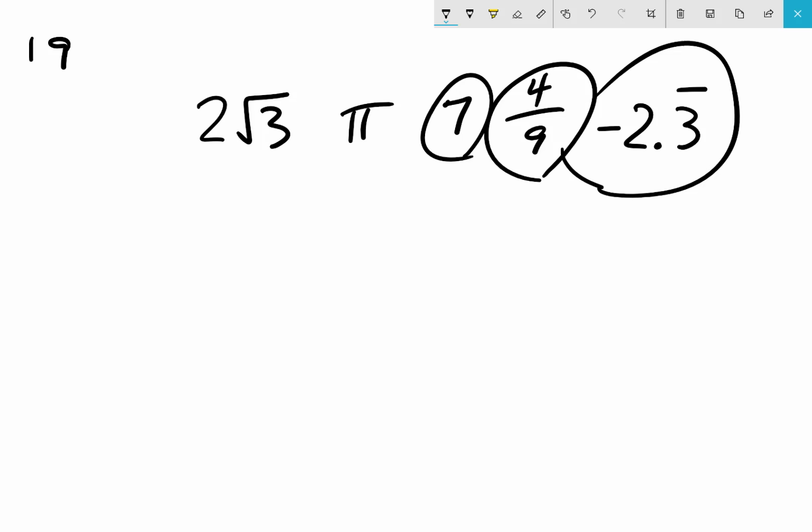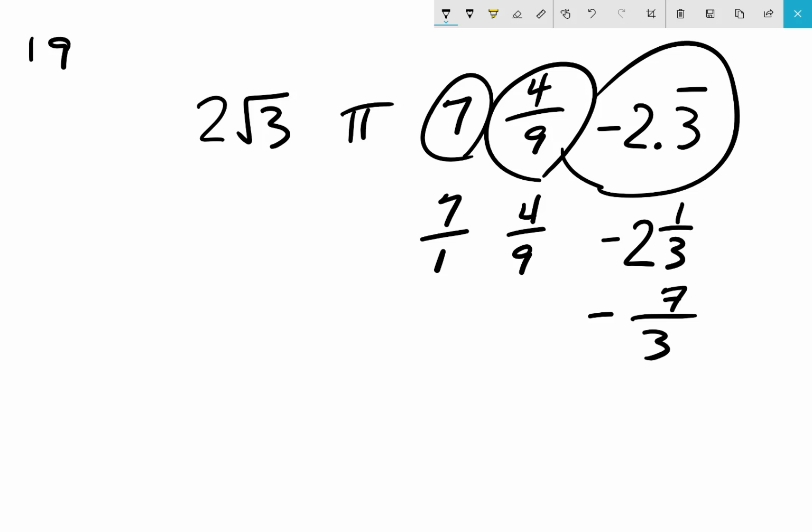2 square root of 3 cannot be written that way. Pi cannot be written that way. But 7 can be written as 7 over 1, so that's rational. 4/9 is already written as a fraction with an integer in the numerator and an integer in the denominator. Negative 2.3 repeating is negative 2 1/3, because that's what 0.333333 is. And so you could write that as negative 7/3. So that is a fraction with an integer in the numerator and an integer in the denominator.